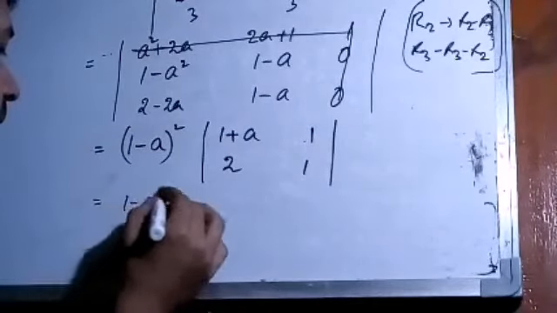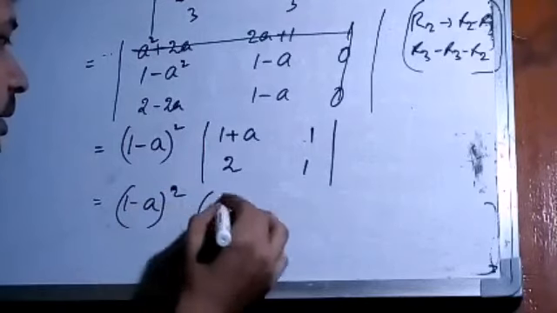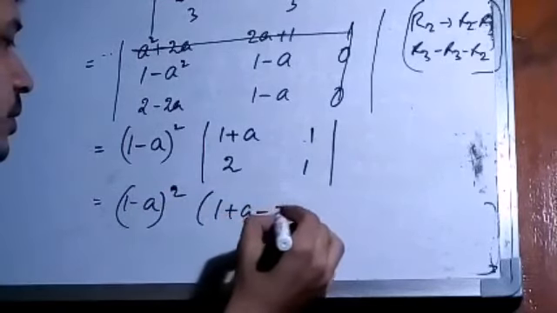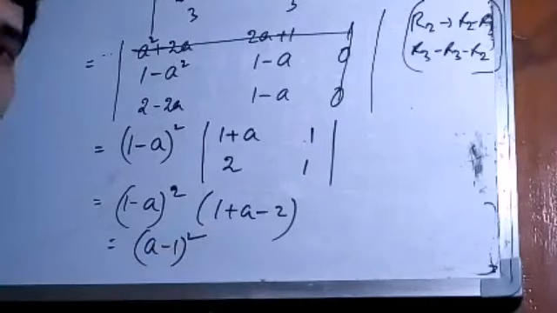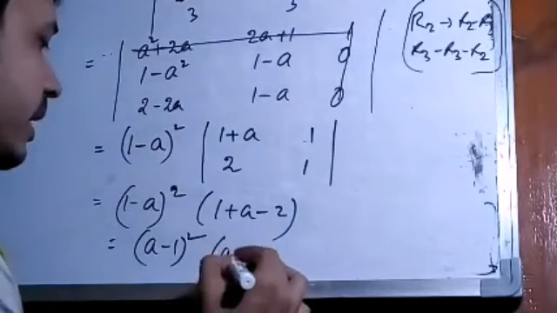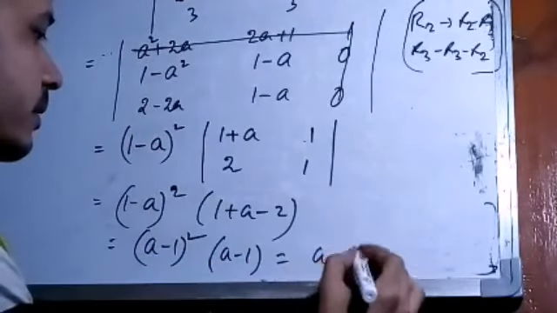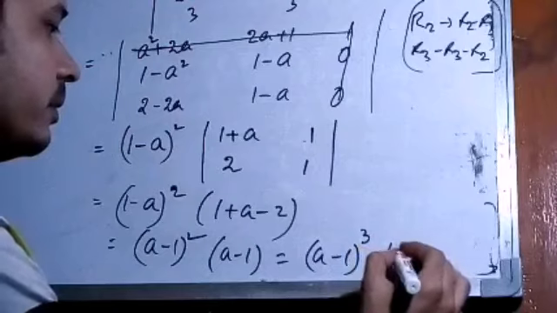So we get 1 minus a whole square, and this is 1 plus a minus 2. Now 1 minus a whole square and a minus 1 whole square are the same, so we can write it as a minus 1 whole square, and this is a minus 1. So we get a minus 1 whole cube.